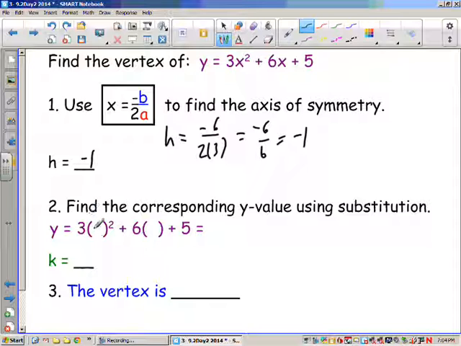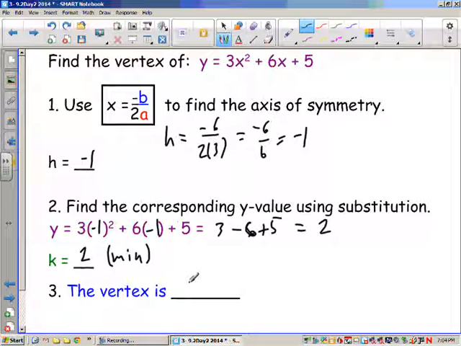Now we're going to substitute our value for h in, and let's see if you can find k. All right, I'm going to get positive 3 because negative 1 squared is positive 1. 3 times 1 is 3. 6 times negative 1 gives us a minus 6, and then a plus 5. In this case, we have an 8 positive minus 6, so we get a positive 2. Since a is positive again, we could say this is a minimum value. And we can say our vertex is negative 1, comma 2.